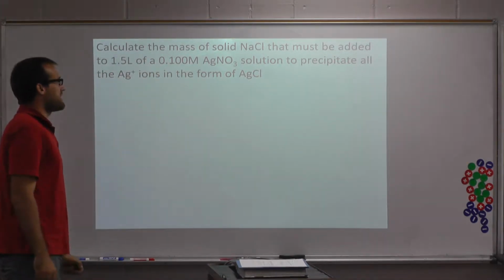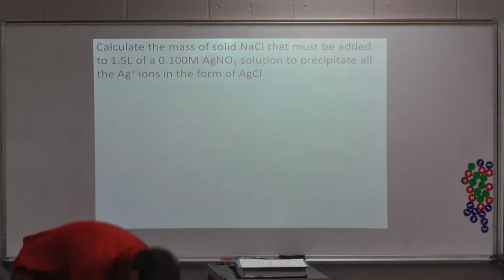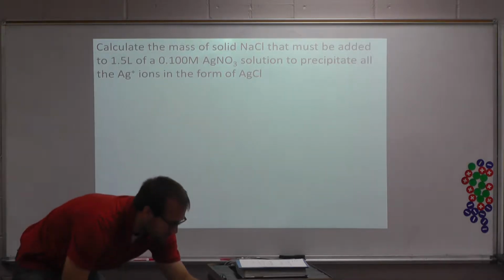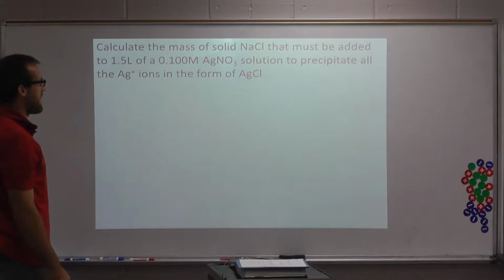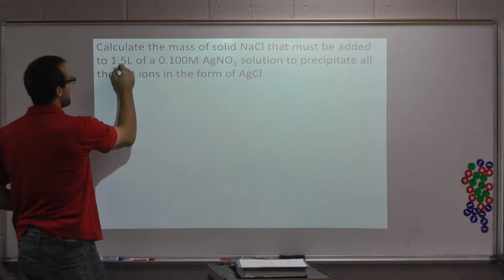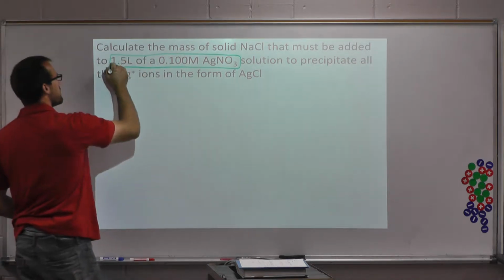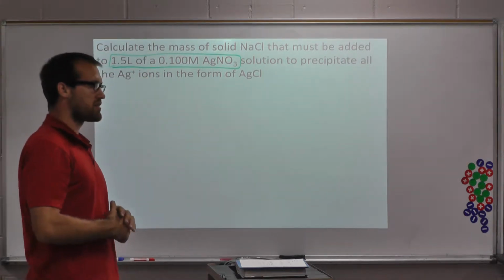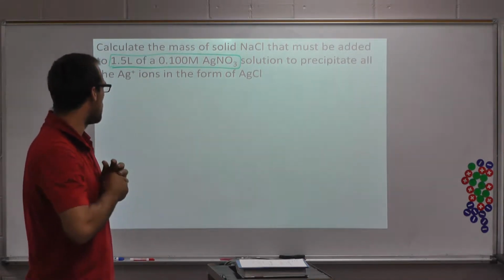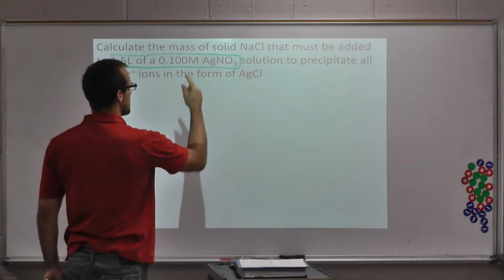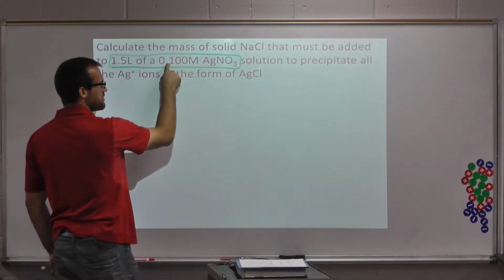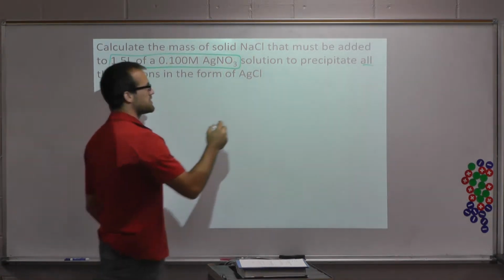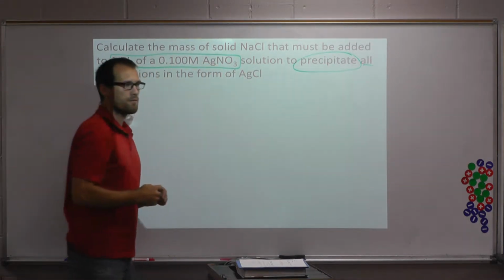All right, it says calculate the mass of solid NaCl that must be added. So what we have is a solution. That is the stuff about our solution. We know the volume of our solution. We know the molarity of the solution. And it wants to know how much solid of this would I have to add to the solution so that I get all of the silver ions to precipitate out.